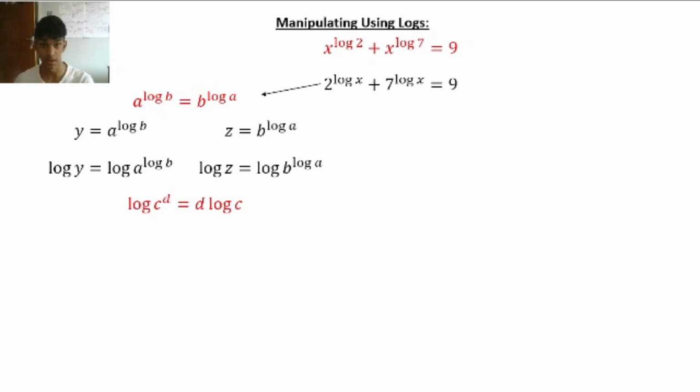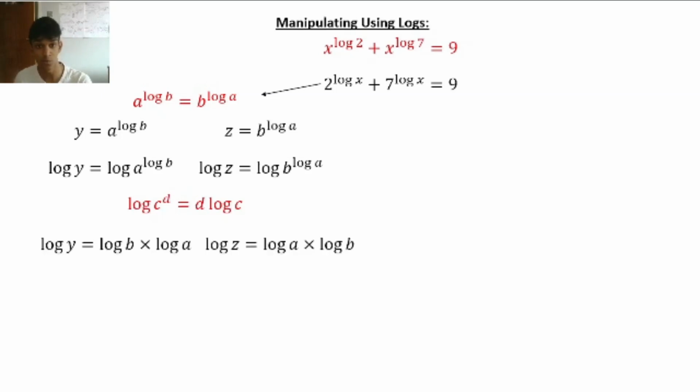And using this rule here, we can essentially bring down the powers on both occasions, whether that's the log b or the log a. And so log y is log b times log a, whilst log z is log a times log b. And because multiplication is commutative, log y and log z are essentially the same thing. So we can set them equal to each other. If log y and log z are equal, that means that y and z will also have to be equal.